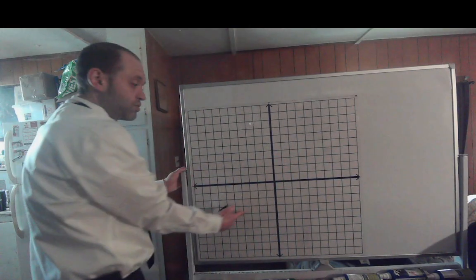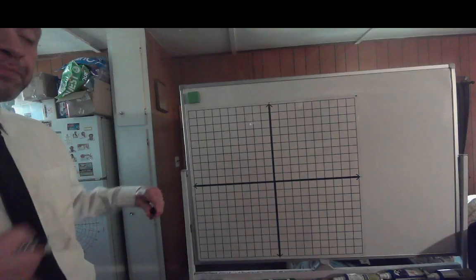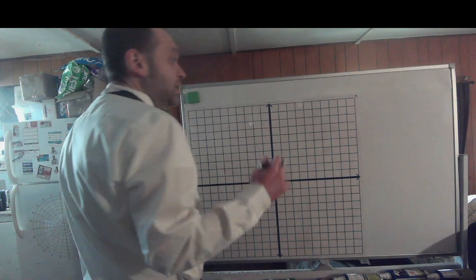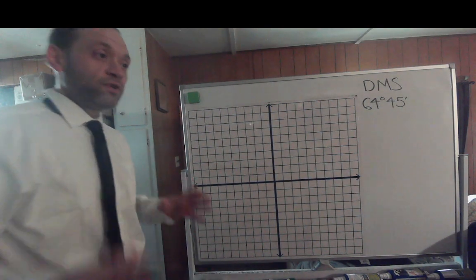And I have the graphing grid up because we're going to show you what these angles look like at some point today. But what I would like to touch base with is degrees, minutes, and seconds. So you may or may not have seen DMS notation, which stands for degrees, minutes, and seconds. Let's say you have something like 64 degrees, 45 minutes. Well, we can convert this to a decimal.